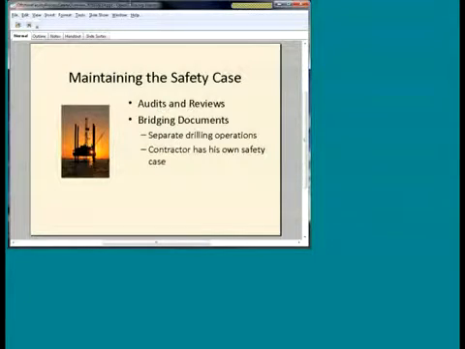Because when you get two or three companies involved, typically you've got a platform with drilling going on at the same time. You've got two or three large companies who may have their own safety cases. And how do you bridge them? How do you integrate them? And that's an interesting and difficult question, if a contractor has his own safety case. Next, this is the final slide.